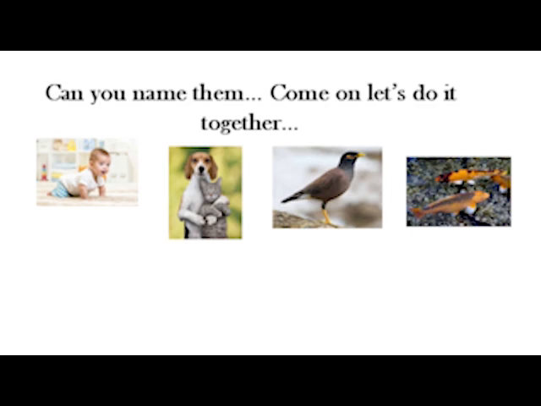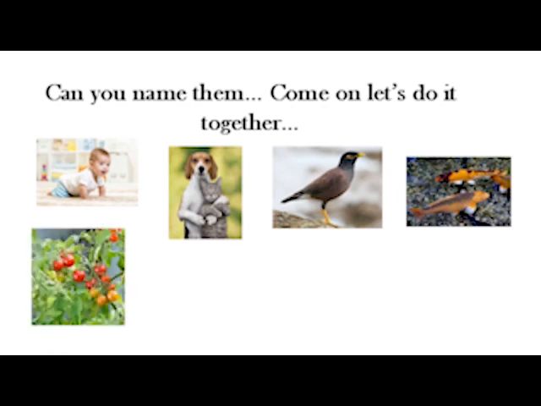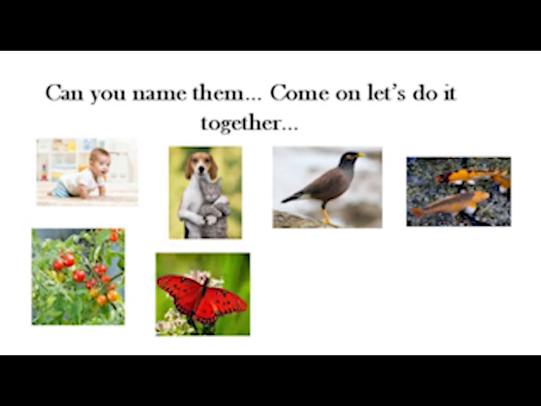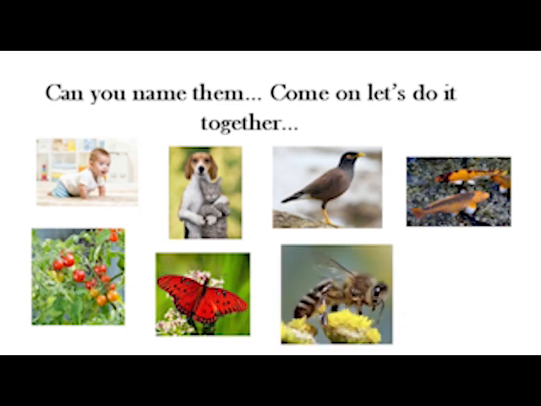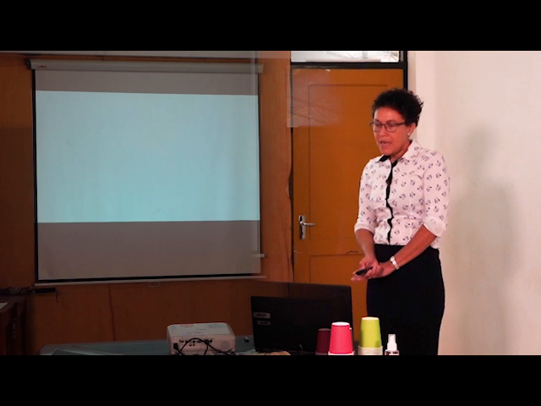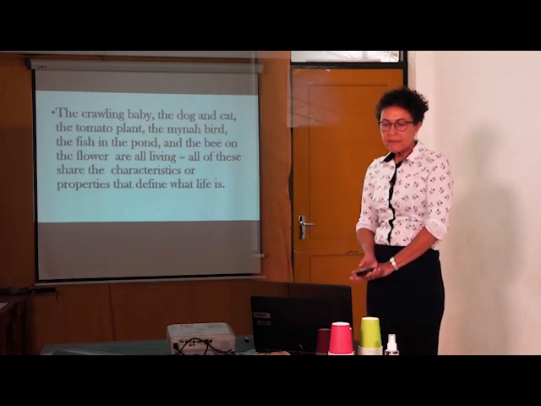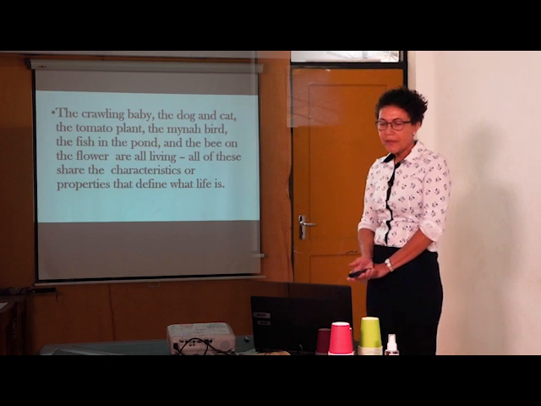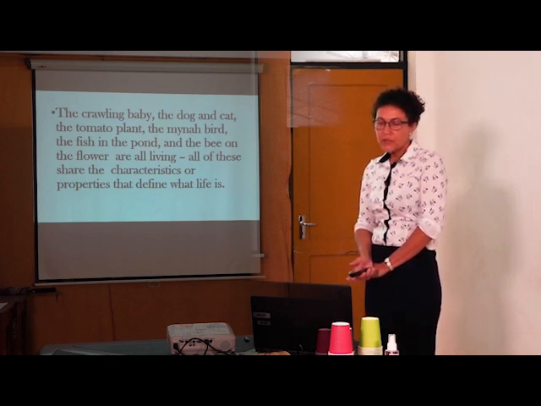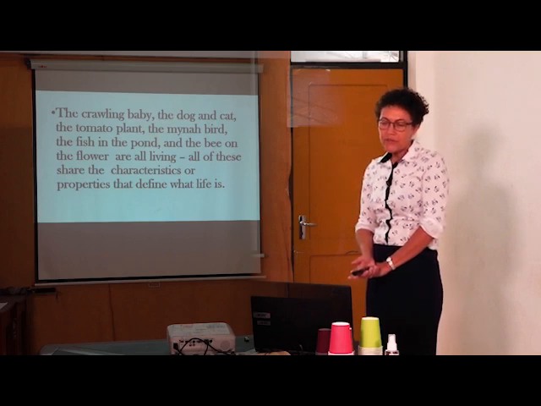Okay, so the one here is fish. We have two fish in that picture. Now, that's a nice one, a nice tomato plant with the tomato ready to eat. Now, this one is a butterfly, followed by a bee. Now, let's go over the list that we've seen. We've seen the crawling baby, the cat and the dog, the tomato plant, the myna bird, the fish in the pond, the bee on the flower.